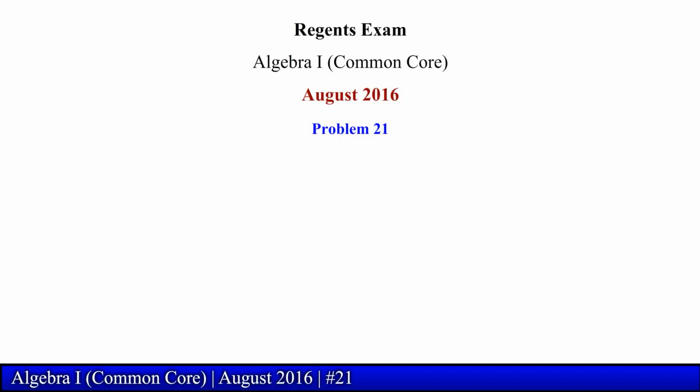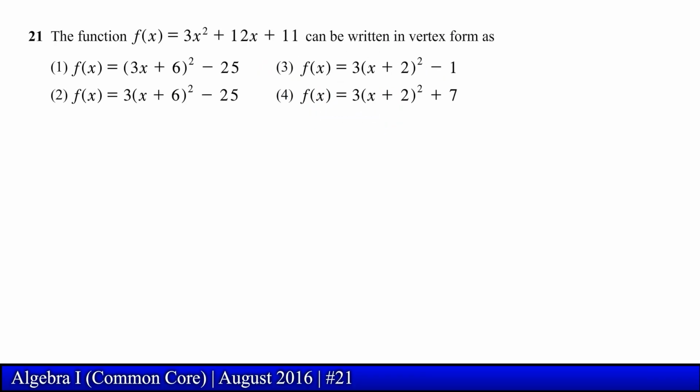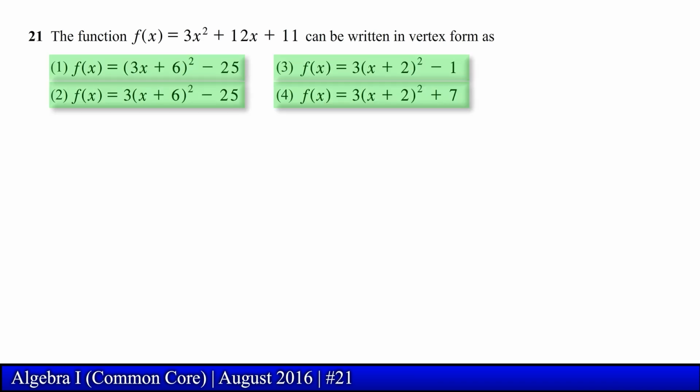Regents Exam, Algebra I, August 2016, problem number 21. The function f of x equals 3x squared plus 12x plus 11 can be written in vertex form as. In this problem, we need to determine which of the options is equivalent to the given quadratic function.